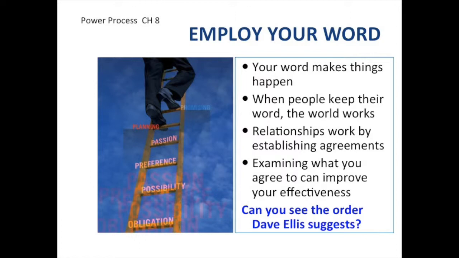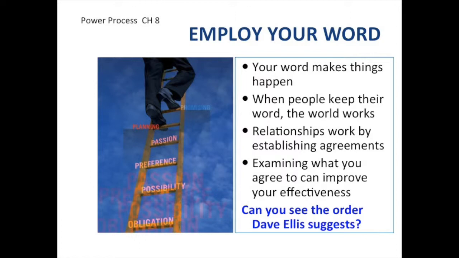Notice on the next slide how Dave Ellis in the image actually makes an argument about which one of these 6 words implies more commitment. He's making the argument that obligation contains the least amount of commitment. You're obligated to do something, so you just do it. Possibility is another level of commitment. Maybe I'll do it, maybe I won't. Preference implies even more commitment, and passion implies more commitment than preference.